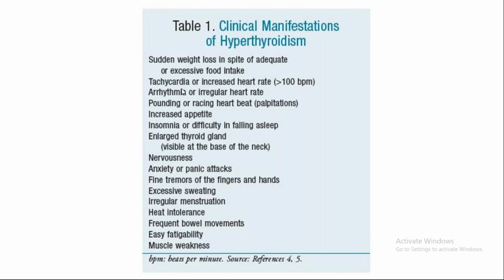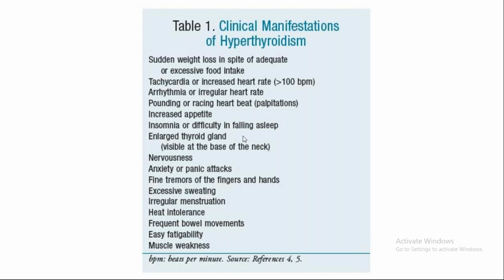Because sensitivity to beta receptors is increased at the nodal tissue, that will lead to increased heart rate, so that goes to tachycardia. Arrhythmia or irregular heart rate, pounding or racing heartbeat, palpitations, increased appetite, and insomnia are there because the neuronal system is continuously irritated in the hyperthyroid condition. Astrocytes in the brain have deiodinase activity utilizing the thyroid hormone. So that will lead to irritation. So ultimately, the person cannot sleep properly.